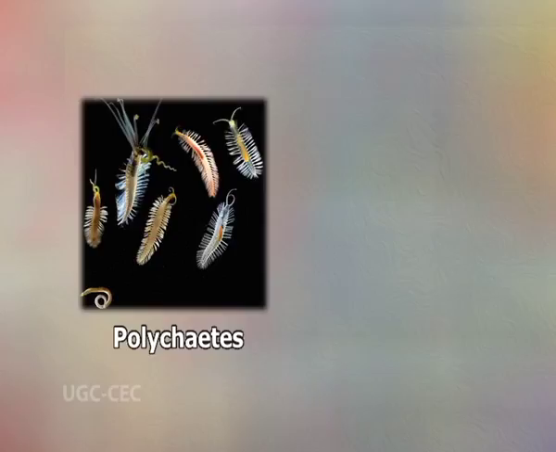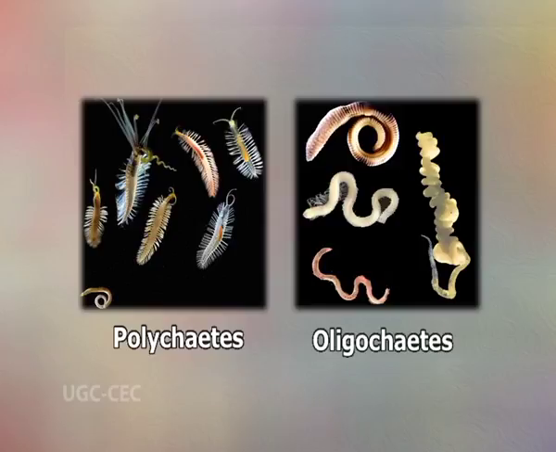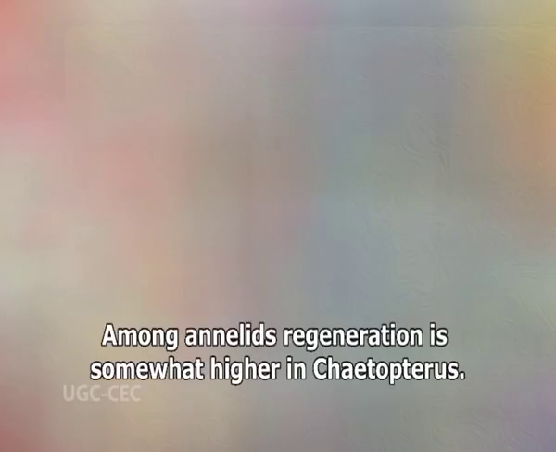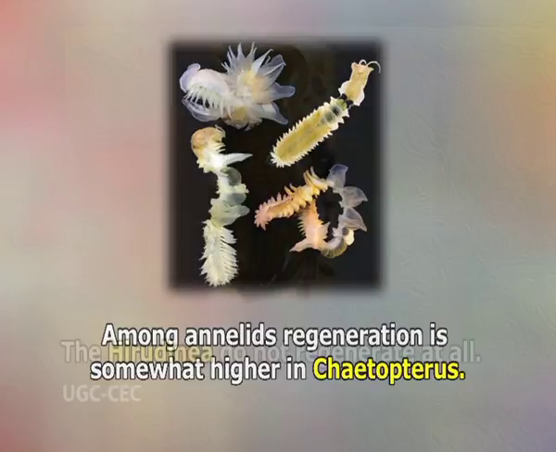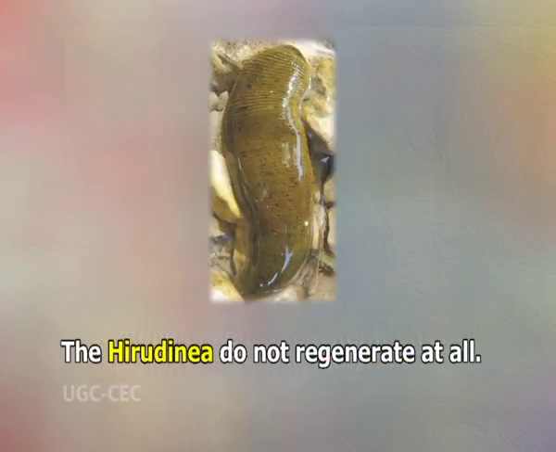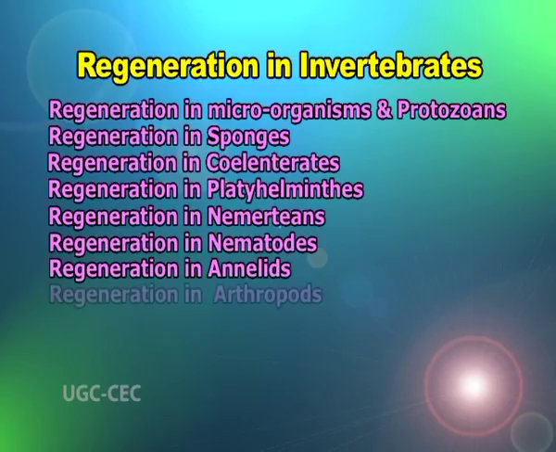Thus, polychaetes and oligochaetes regenerate anterior and posterior ends after amputation. Among annelids, regeneration is somewhat higher in Chaetopteris. The Hirudinea do not regenerate at all.